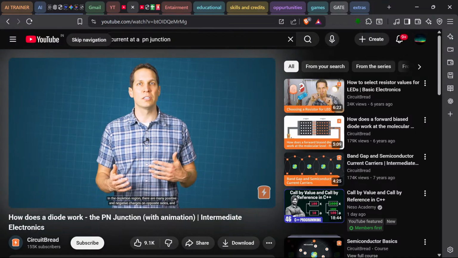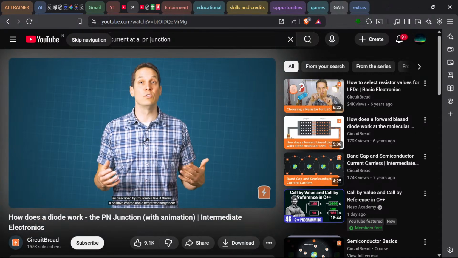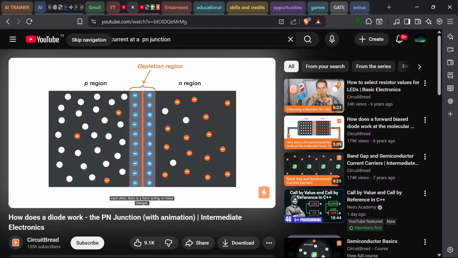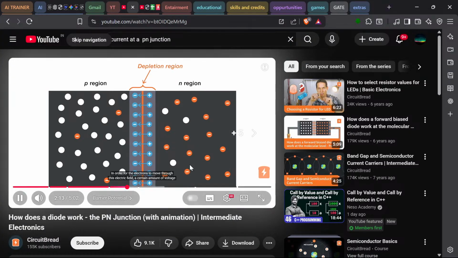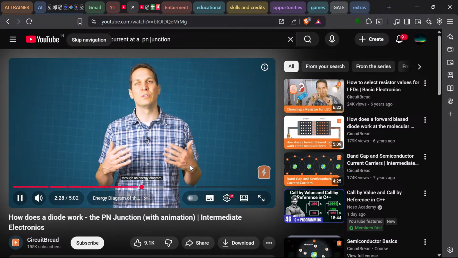In the depletion region, there are many positive and negative charges on opposite sides, and as described by Coulomb's law, if there's a positive charge and a negative charge near each other, there is a force acting on these charges. In order for the electrons to move through this electric field, a certain amount of voltage is needed. Let's look at the formation of the p-n junction and the depletion region through an energy diagram.